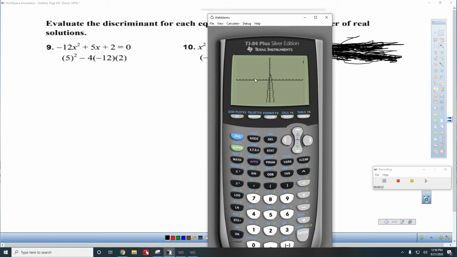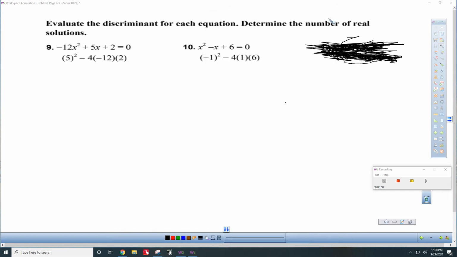If it hits it once, there'll be 1 solution. If it doesn't hit it, there'll be no solutions. But if I didn't have a graphing calculator, the best way to do this is to figure out the value of the discriminant. Now, the discriminant is b squared minus 4ac. It's what's in the square root in the quadratic formula.